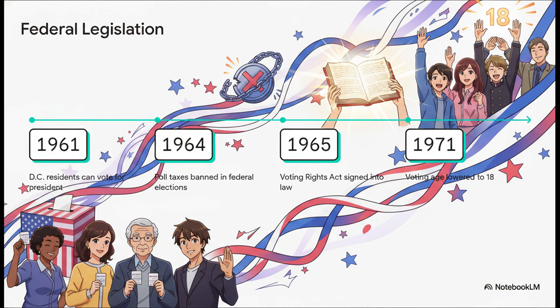It became glaringly obvious that the federal government needed to step in to actually enforce the rights guaranteed by the Constitution. It's a rapid succession of major milestones here. In 1961, D.C. residents finally get the right to vote for president. In 1964, the 24th Amendment officially bans those discriminatory poll taxes we just talked about. 1965 brings the landmark Voting Rights Act. And by 1971, largely because so many young men were being drafted to fight in Vietnam, the 26th Amendment lowers the voting age to 18.